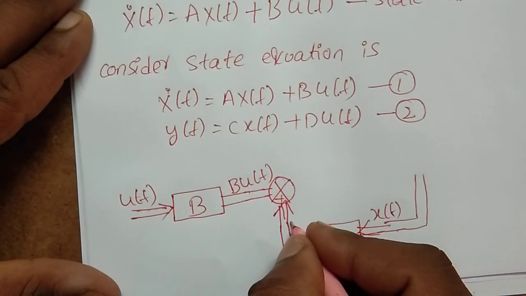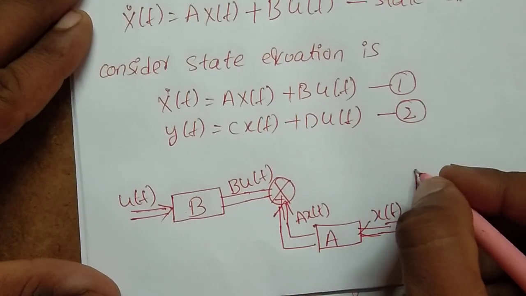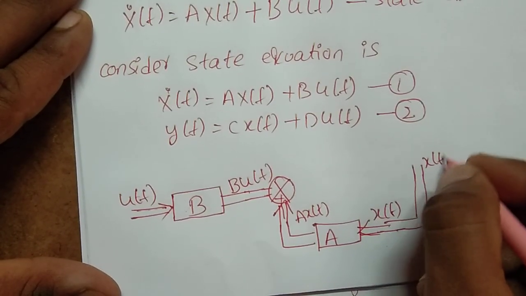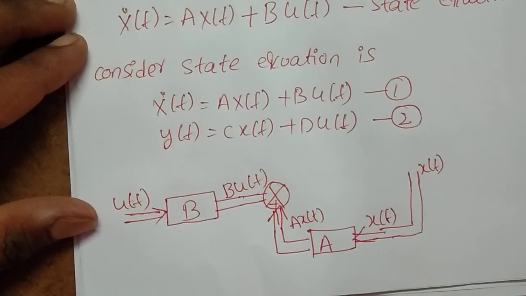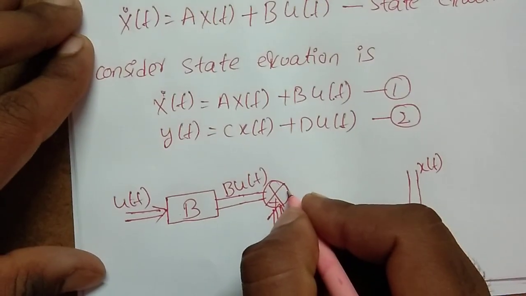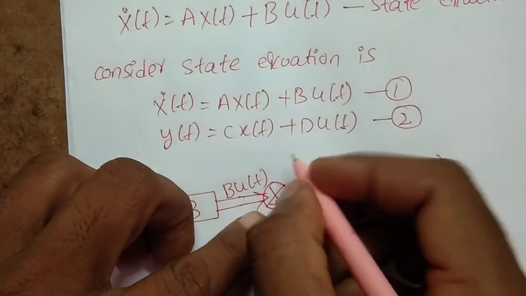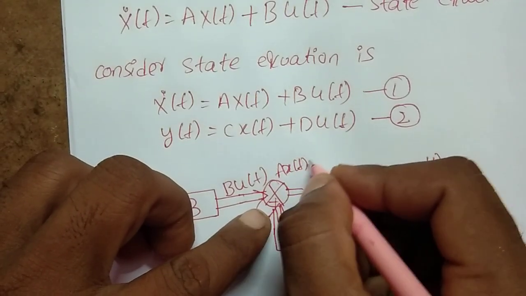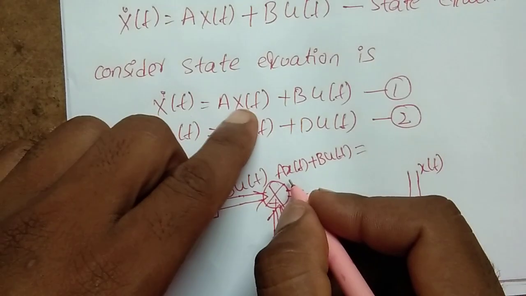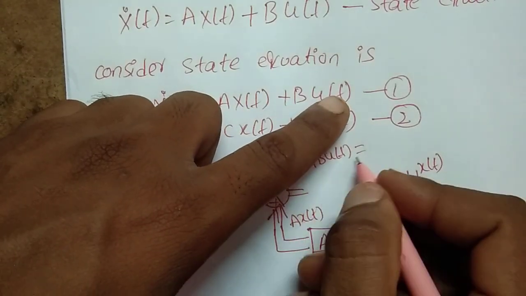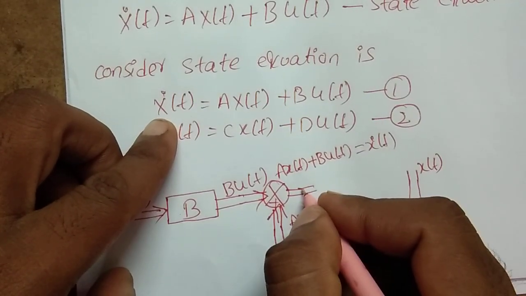See, the output at this point is A x of t, and the input at this point is x of t. This is the summer point. The output at the summing point: A x of t is added with B into u of t. A x of t plus B u of t is equal to x dot of t. At this place you get x dot of t.